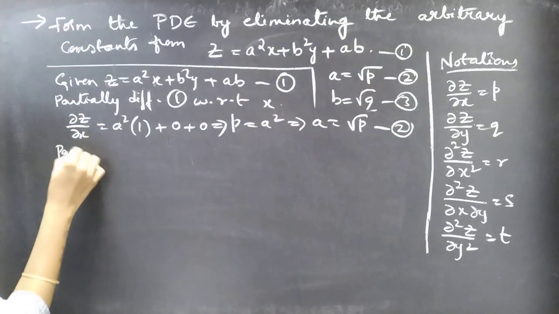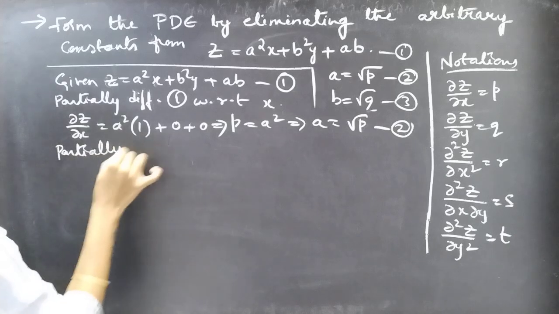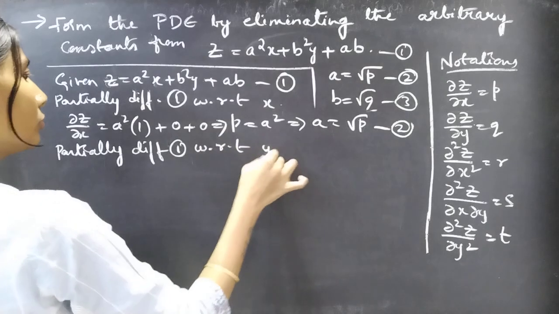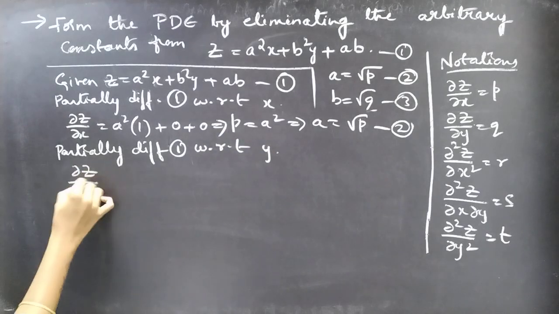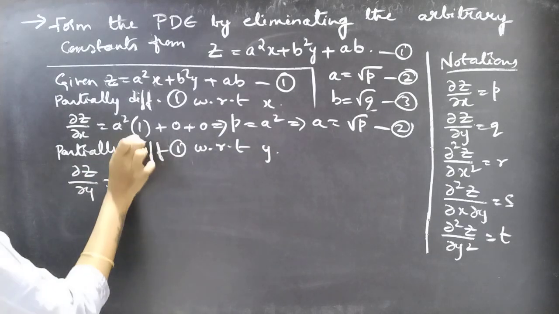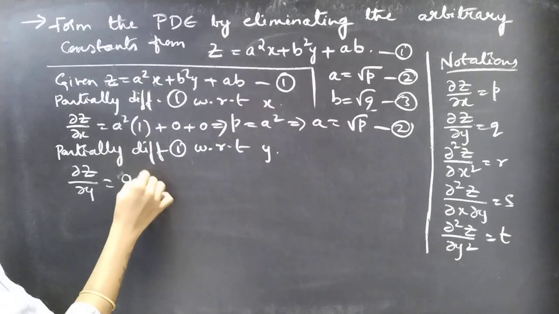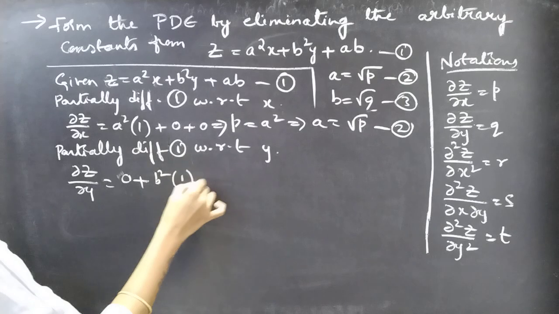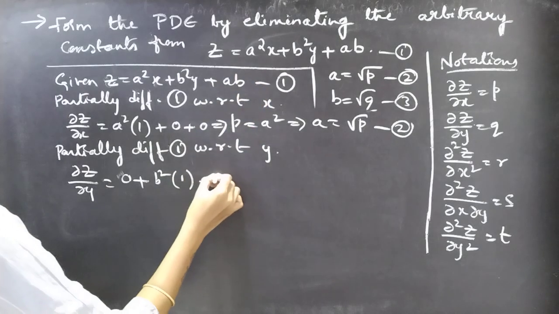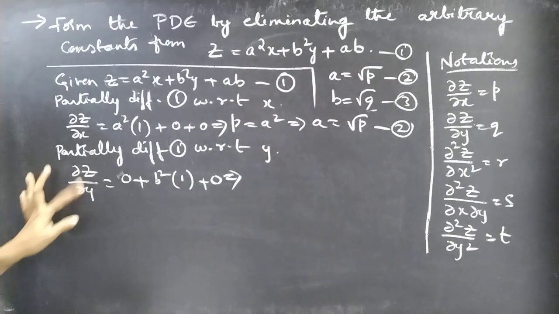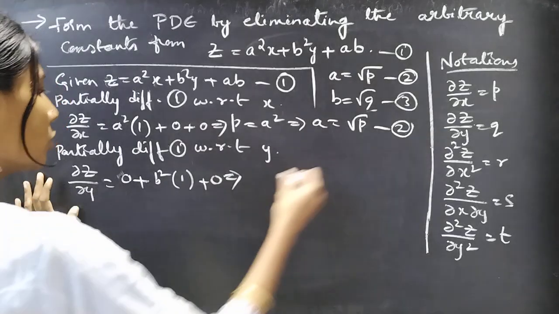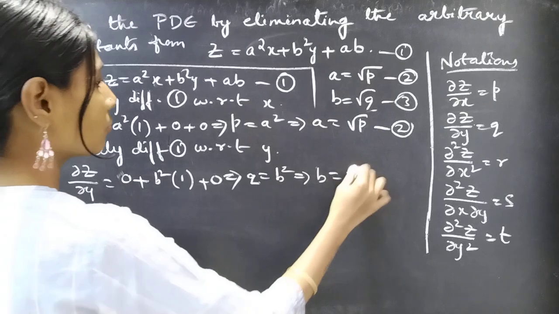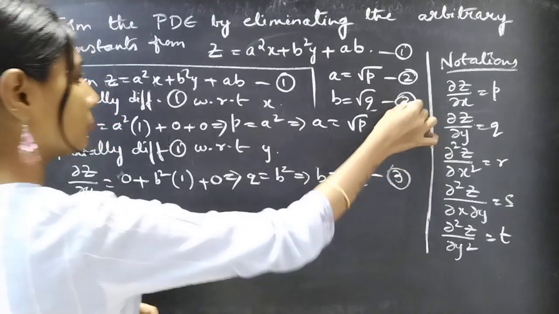Now partially differentiate 1 with respect to y. We'll get dou z by dou y equal to partial derivative of a constant with respect to y is 0 plus b square into partial derivative of y with respect to y is 1 plus partial derivative of a constant with respect to y is 0, which gives us, here we have notation dou z by dou y equal to q, just replace it by q, you'll get q equal to b square, or we can write it as b equal to square root of q. We have considered as equation number 3, right?